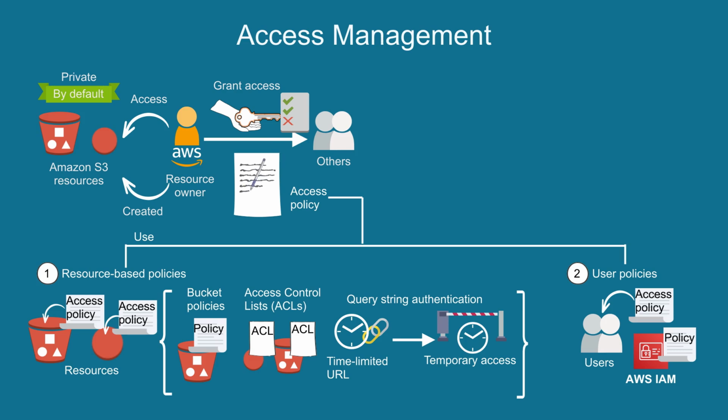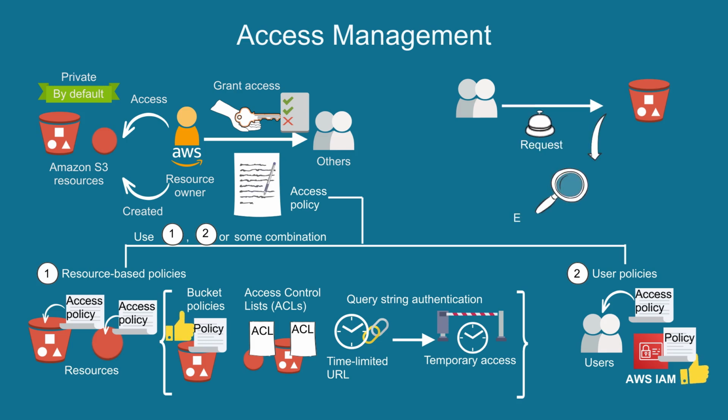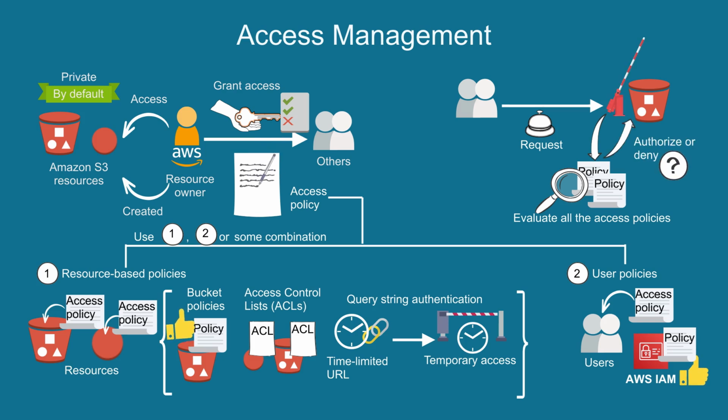You may choose to use resource-based policies, user policies, or some combination of these to manage permissions to your Amazon S3 resources. Access control list is a legacy access control mechanism. As a general rule, AWS recommends using S3 bucket policies or IAM policies for access control. When Amazon S3 receives a request, it must evaluate all the access policies to determine whether to authorize or deny the request.